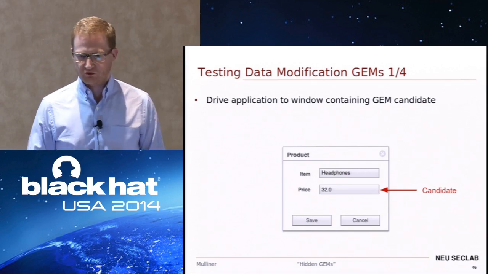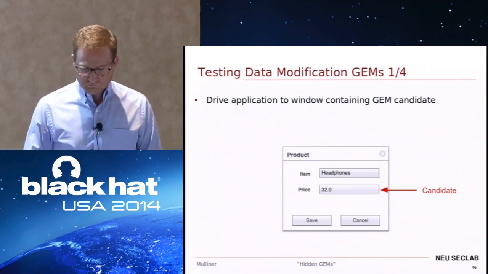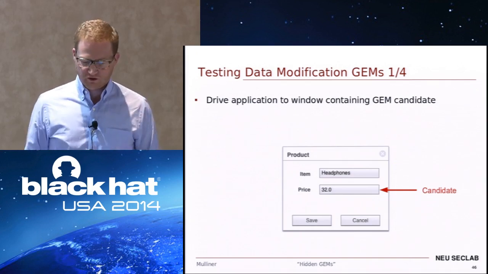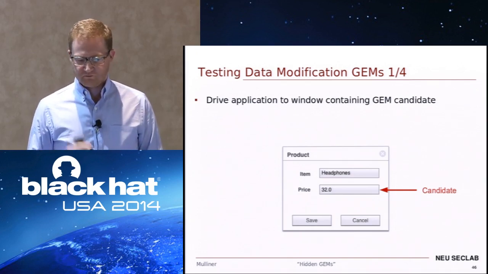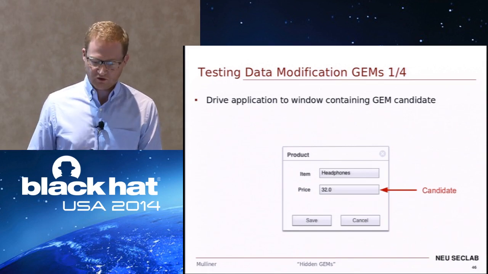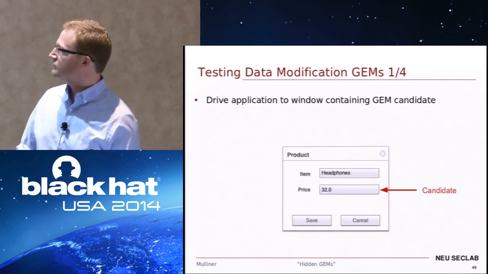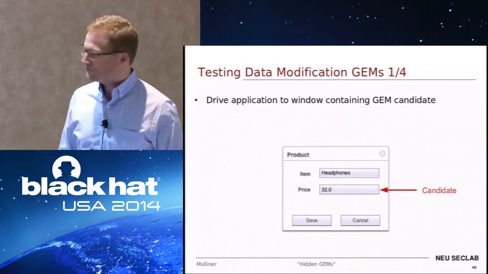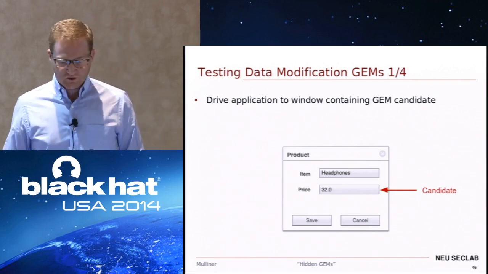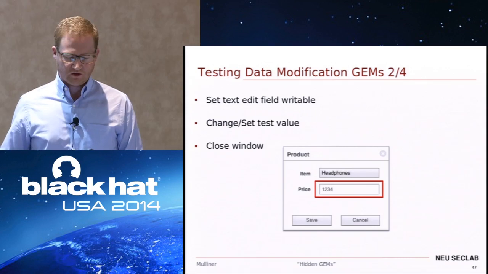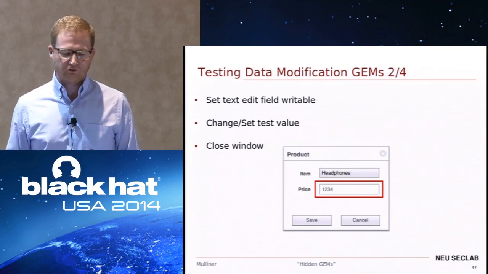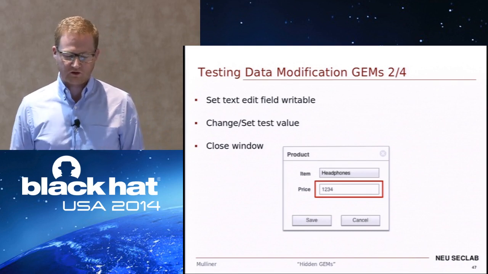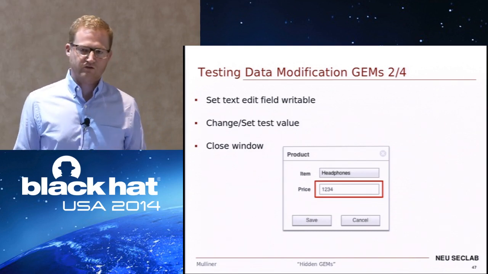And I'm also going to show you a demo for the attack, if there is time. But basically what we do, we drive the application to this window, say, okay, we want to test this candidate, so the price. Then we set this field to read-write and change the value, and then we close the window, and we just have some basic heuristic.